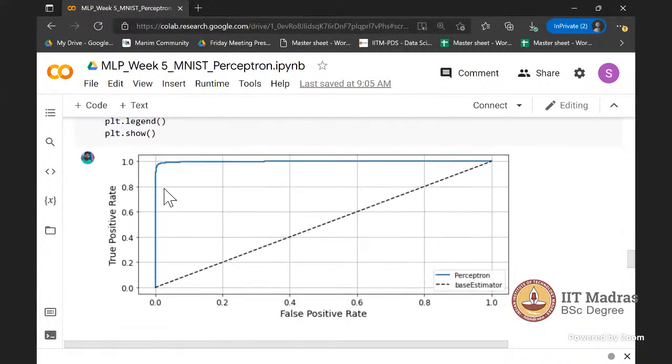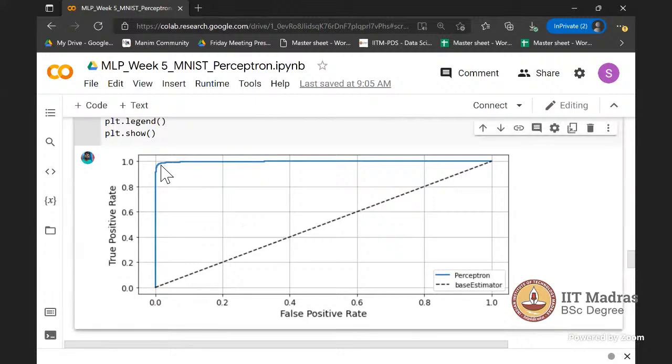The curves for a model, if it has high area under the curve, it is supposed to be better. And for this base estimator, the area under the curve is not more than the blue curve, therefore it is worse than our perceptron model. So that is what we want to capture.